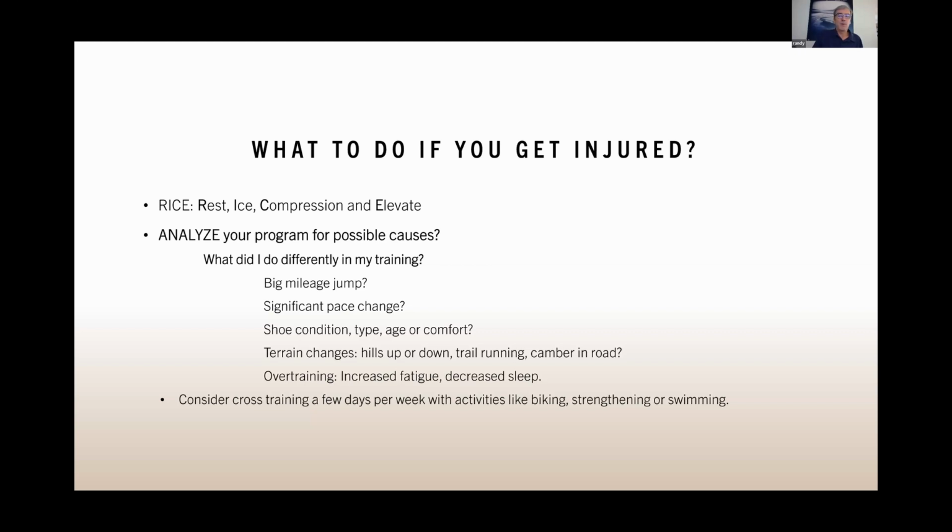Then you want to analyze what you could have done wrong in your training. So did I do a big mileage jump? Did I do a significant pace change? Is the shoe condition reasonable? The type of the shoe, the age, not of the person or the runner, but of the shoe, or is the shoe comfortable? Were the last few runs I did on different terrains, hills up or down, trail running, a camber in the road? Those are things to look back upon and see what I did differently that could have helped this not come on if I adjusted for it.